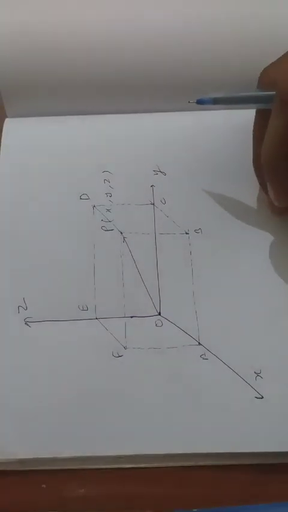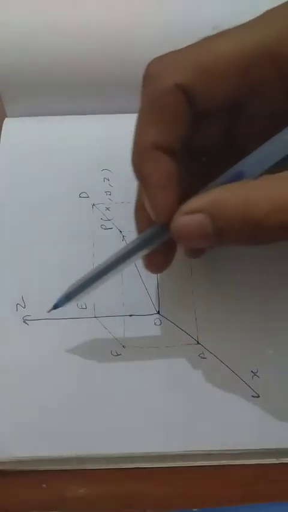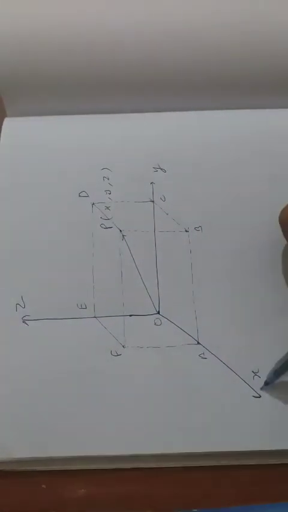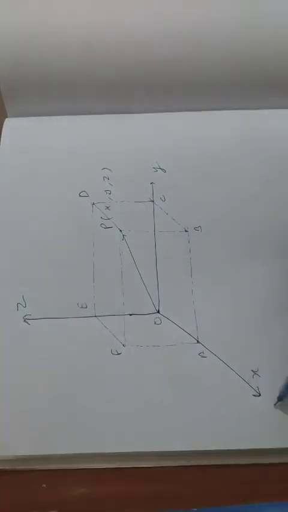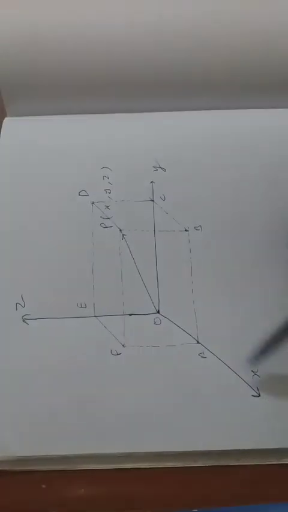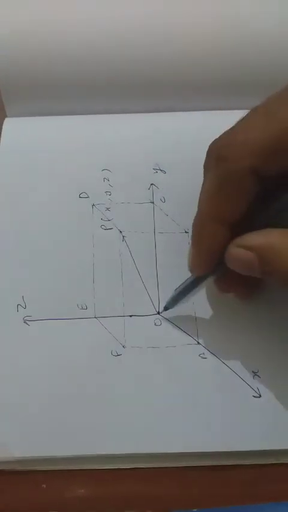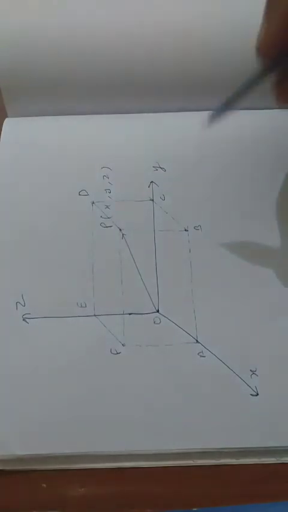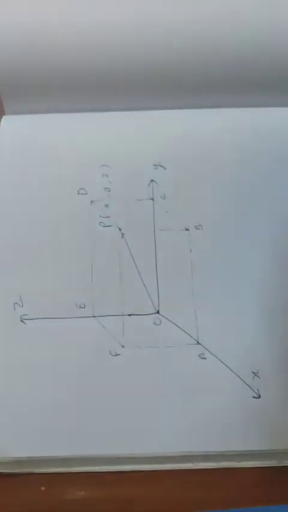Now dear students, consider this figure. This is your right-handed rectangular coordinate system. This is O, this is positive x direction, this is positive y direction, and this is positive z direction. X axis, y axis, and z axis in 3 dimensions.